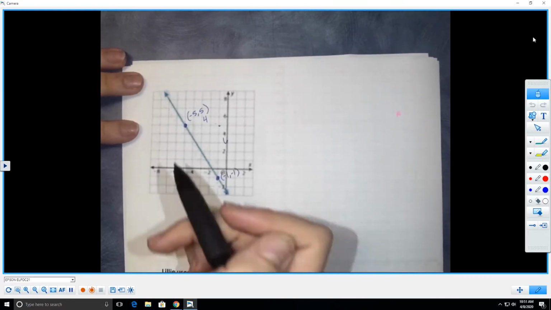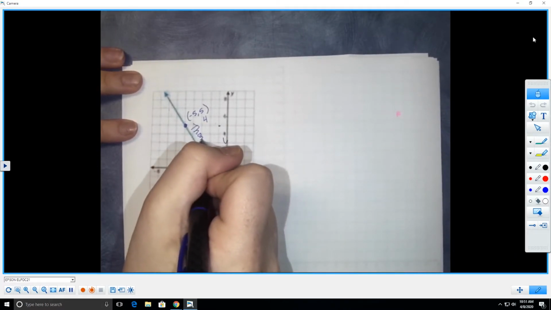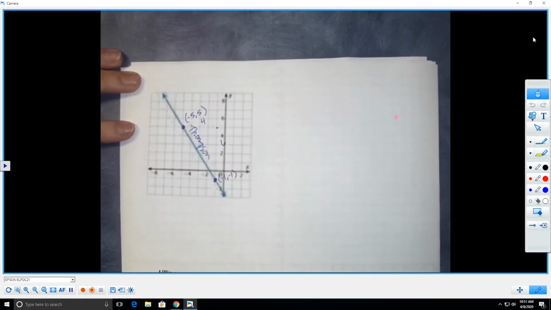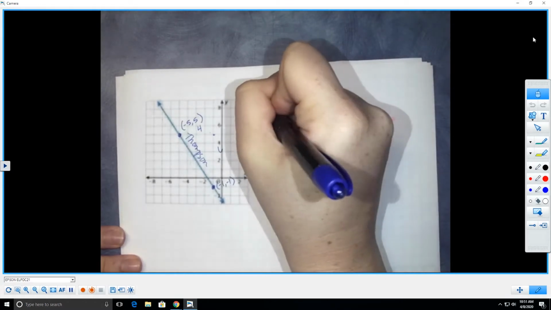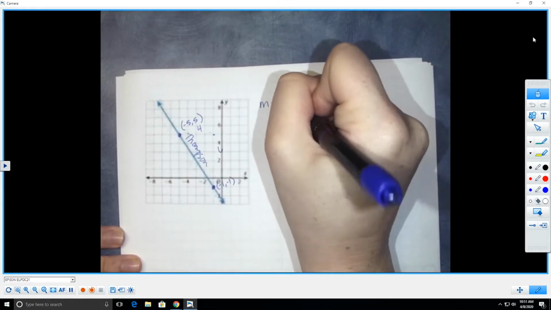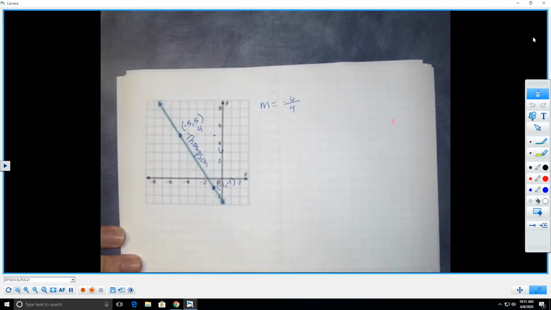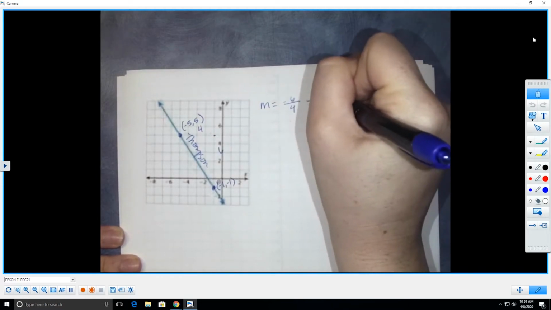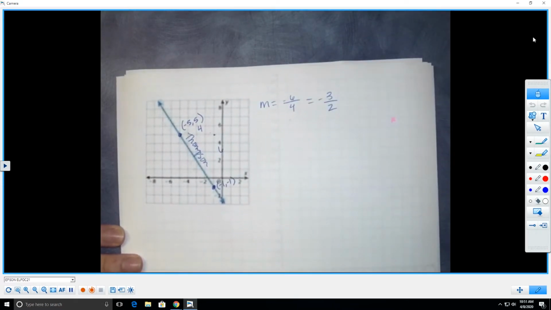Now, one thing I always encourage my students to do if they're using a line is I say use the name test. So my name is Miss Thompson, so I'm going to write my name on this line. And as you see, my name is going downward. So that means that my slope is a negative 6/4, which simplifies to -3/2.